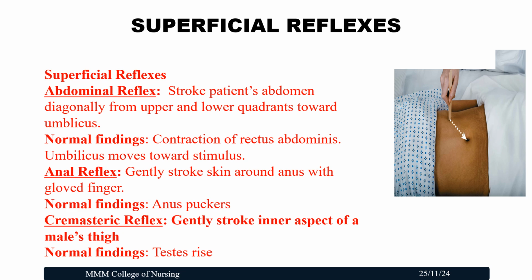Coming to the final one, the cremasteric reflex. Here, gently stroke the inner aspect of the male thigh to see the testes rising, which is the normal finding of the cremasteric reflex.